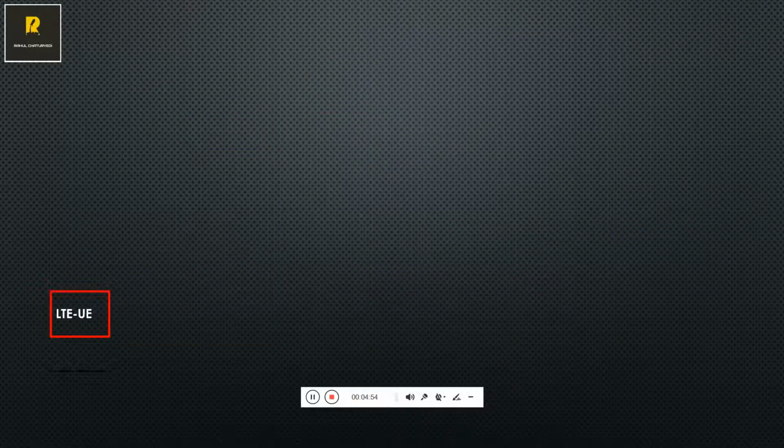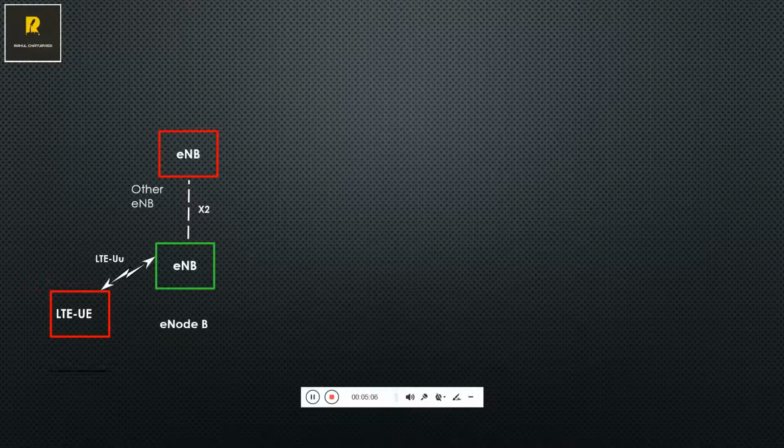Now coming to the detailing of each and every unit one by one. The UE is connected with E node B, and I have highlighted E node B because we are going for the details of E node B now. So E node B is connected to E node B by the X2 interface, E node B is connected to MME by S1 MME, and E node B is connected to the S gateway by S1 user plane.